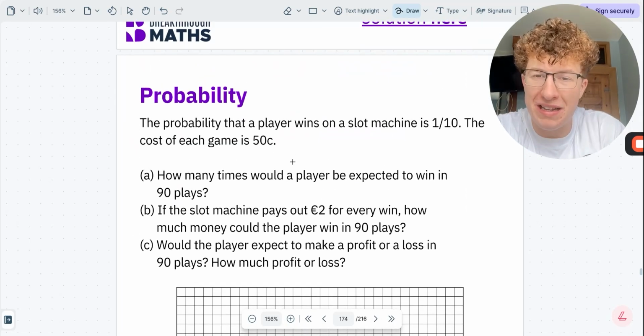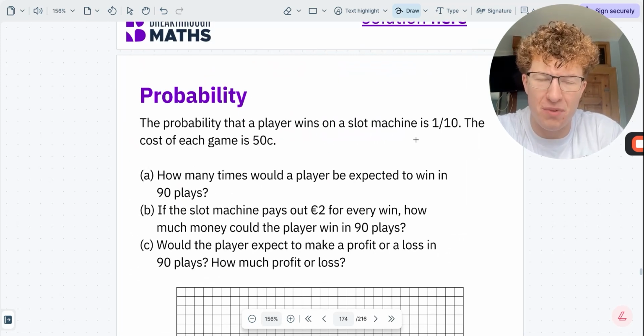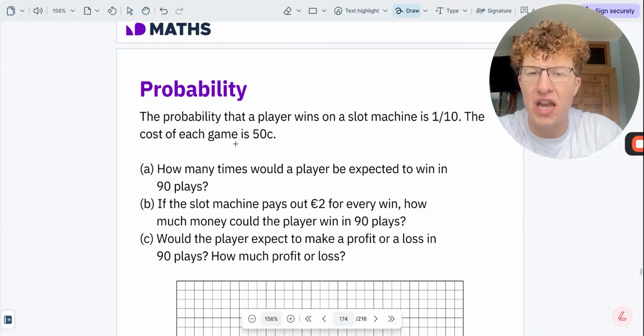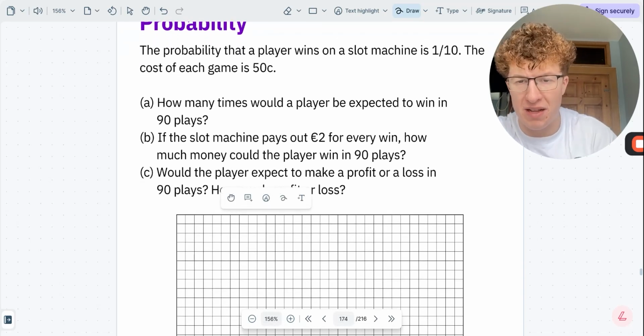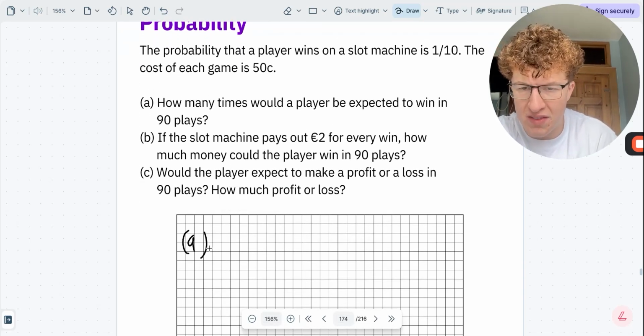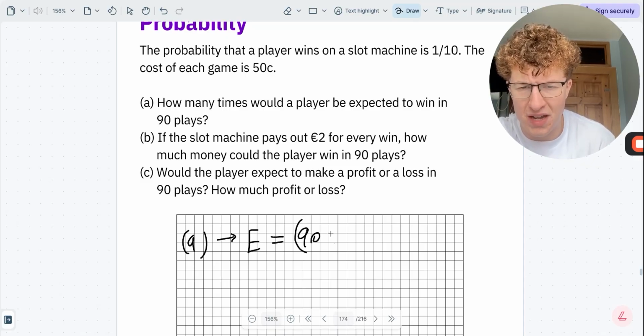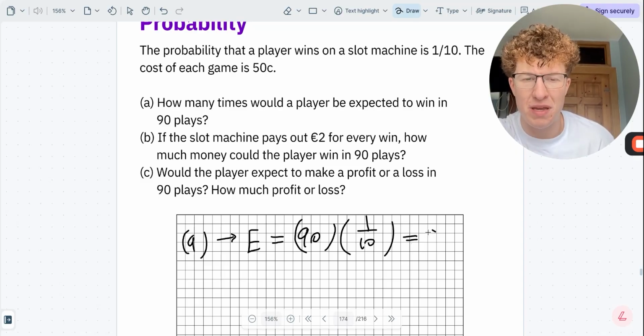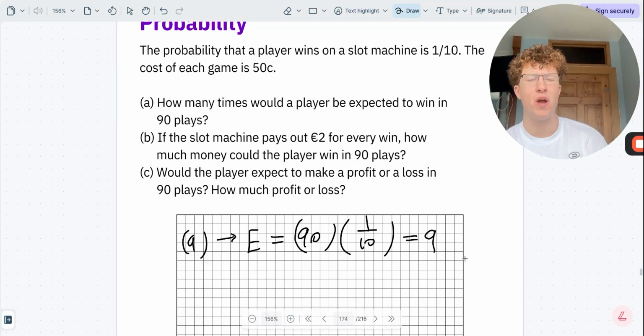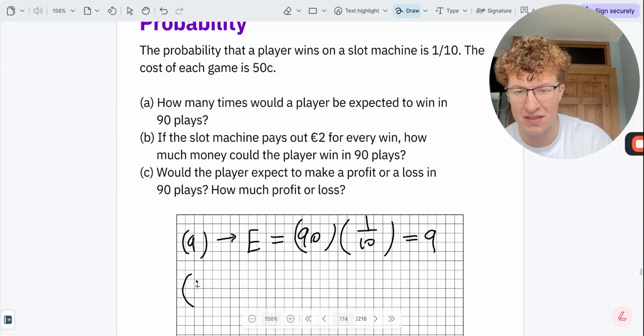Now, the probability that a person wins a slot machine is 1 in 10. The cost of each game is 50 cents. How many times will a player expect to win in 90 plays? So the number of games they expect to win, E, should be the number of times they play, 90, times the probability that they win. So that's going to be 9. So they will expect to win 9 games if they play 90.